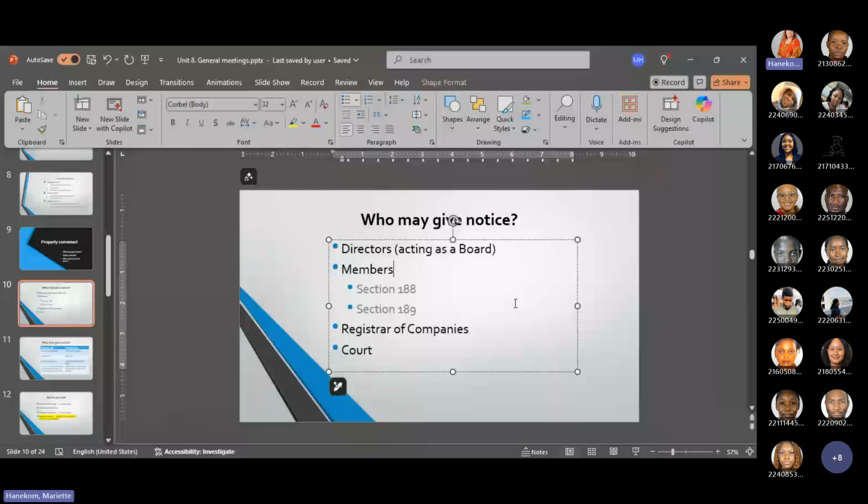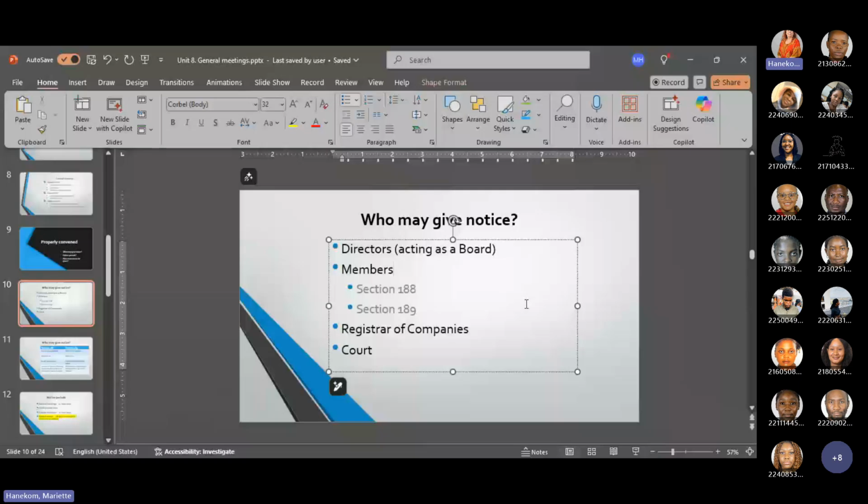Otherwise, the Registrar of Companies also has the right to convene meetings, and the High Court can also order that a meeting be convened. Let's look at Section 188 and Section 189.